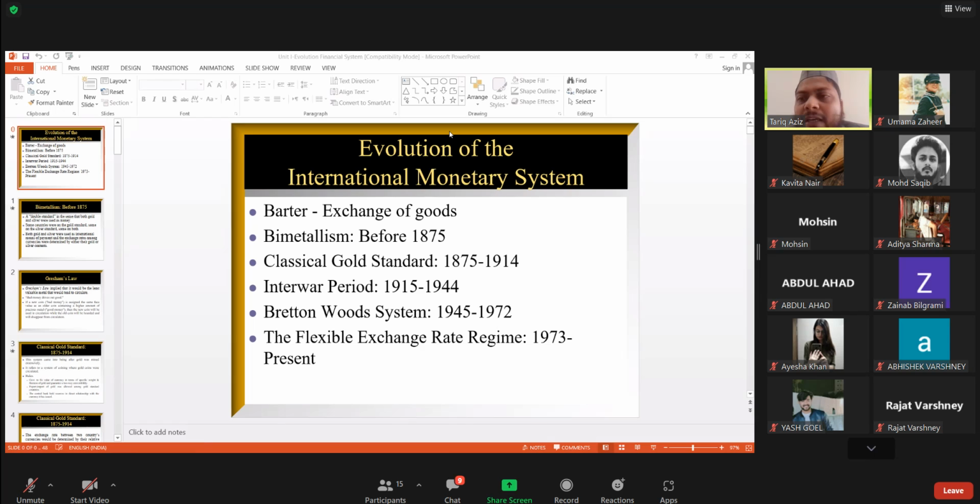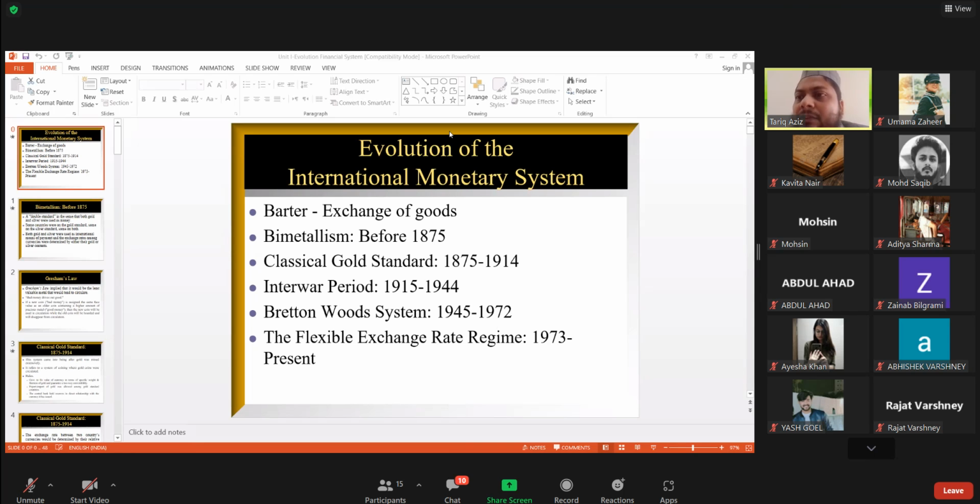the value of one currency is decided in terms of another currency by the forces of demand and supply. The sellers of currency and the buyers of currency interact with each other. Whatever price is decided by these forces of demand and supply, that system is called the flexible exchange rate system or flexible exchange rate regime.